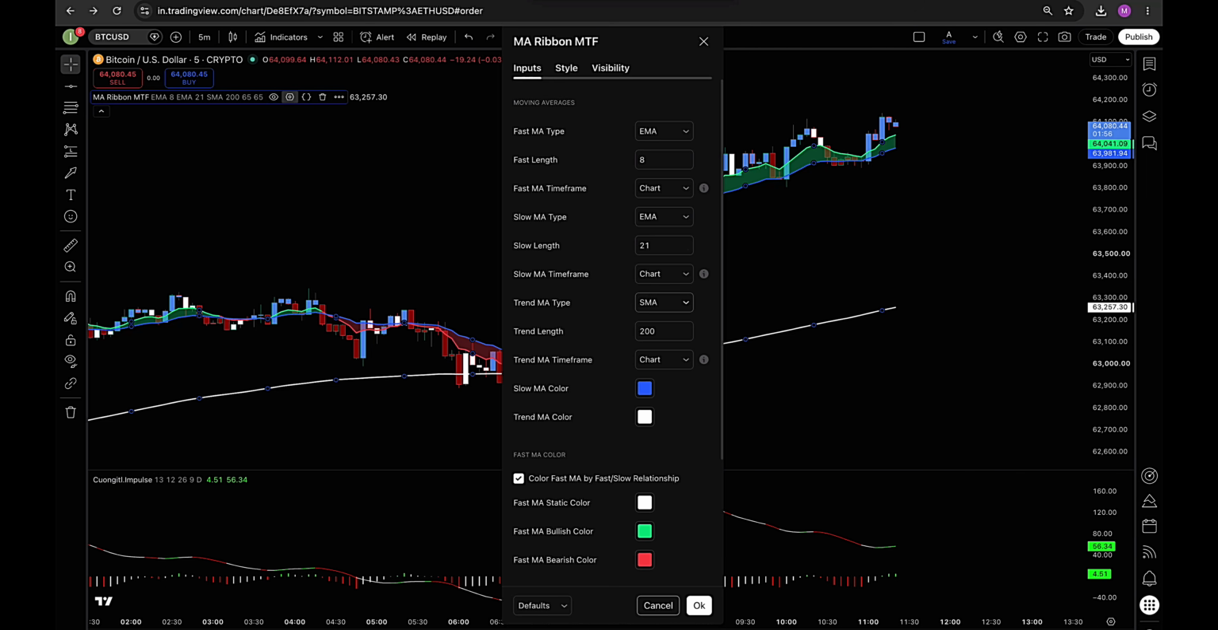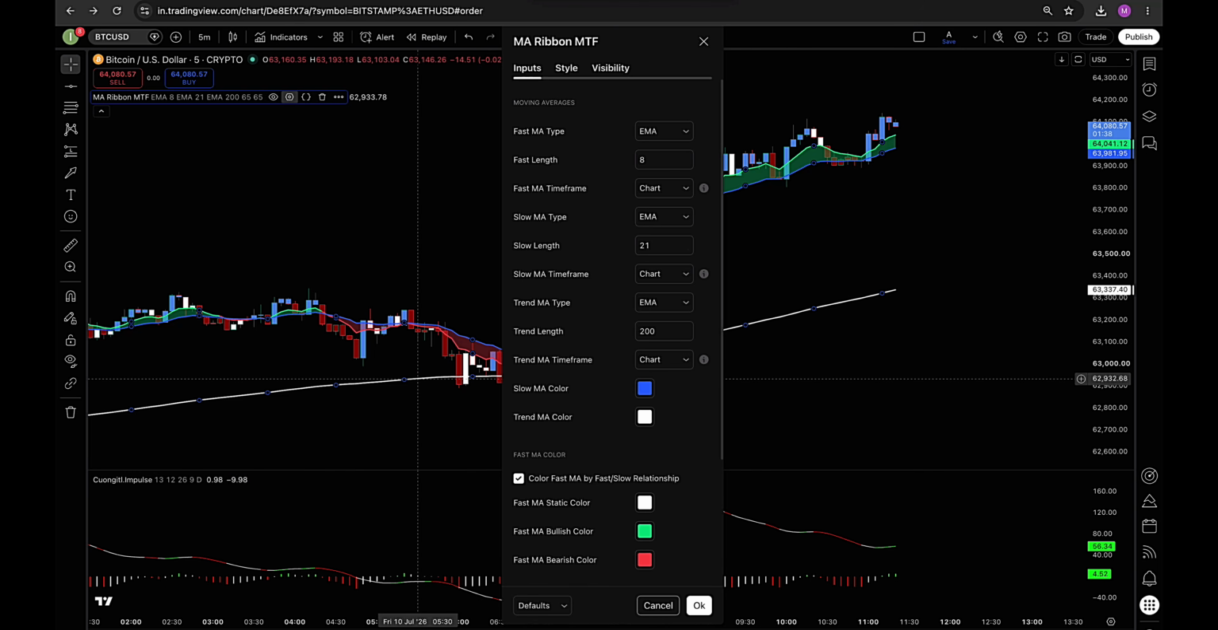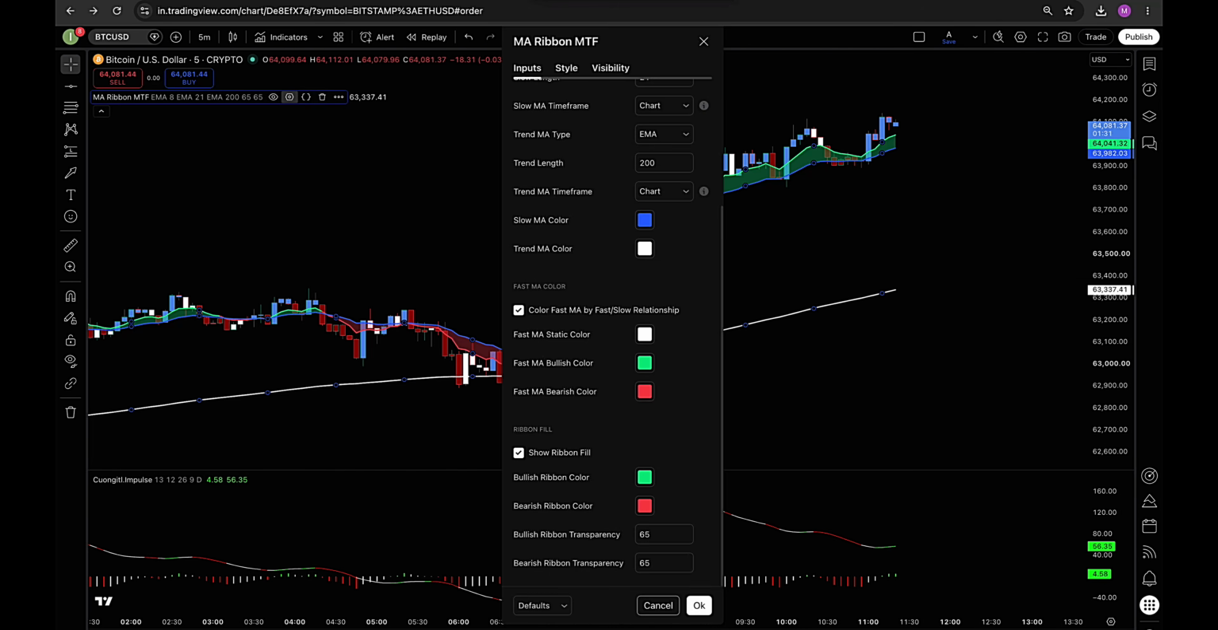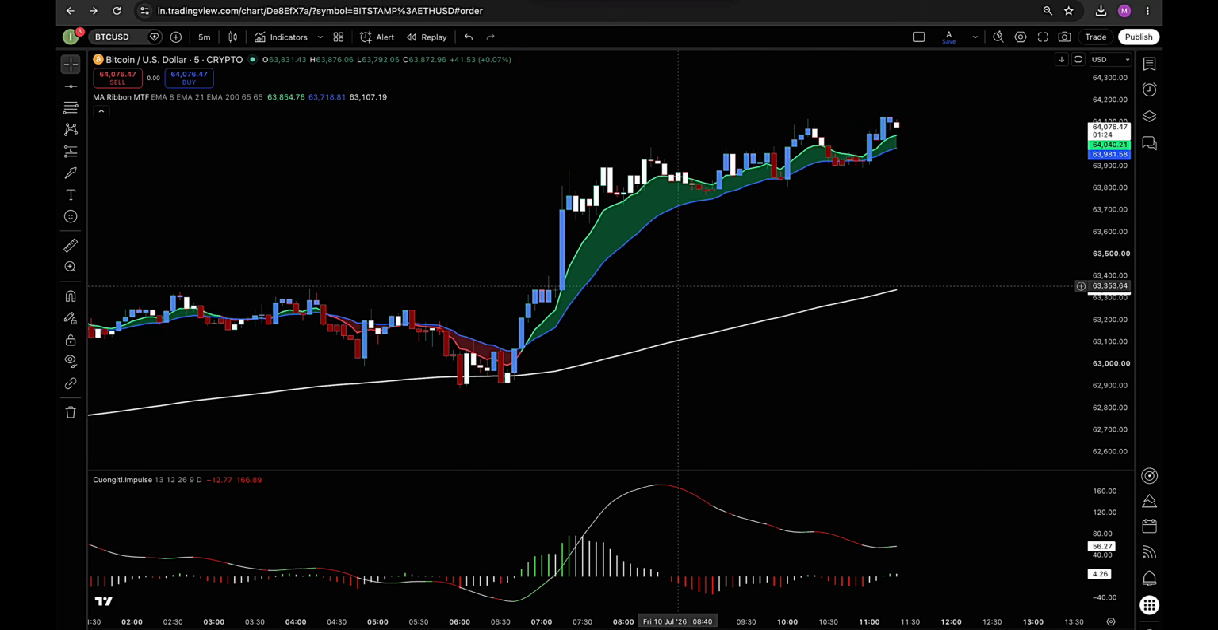The trend MA type is SMA, but here we'll change the trend MA type to EMA. It was set to that, but we'll change it to EMA. After that, for the trend length, we'll leave it at 200 and 100. This is a very important line, and I'll explain more about it later. After that, you just need to click OK. So these are the 2 or 3 settings that we've changed.